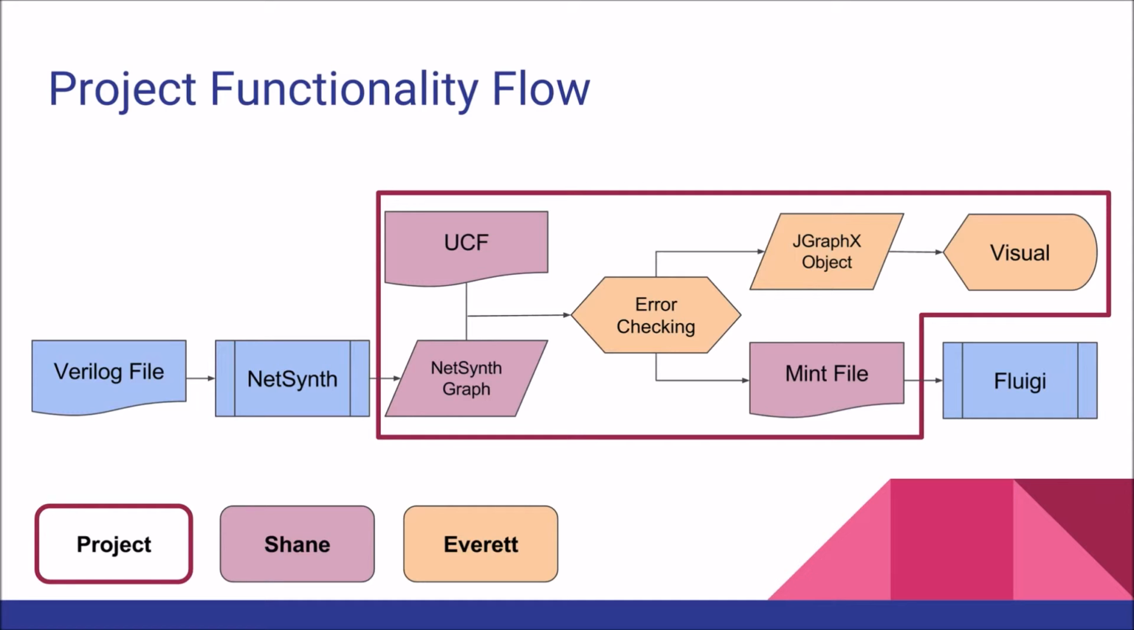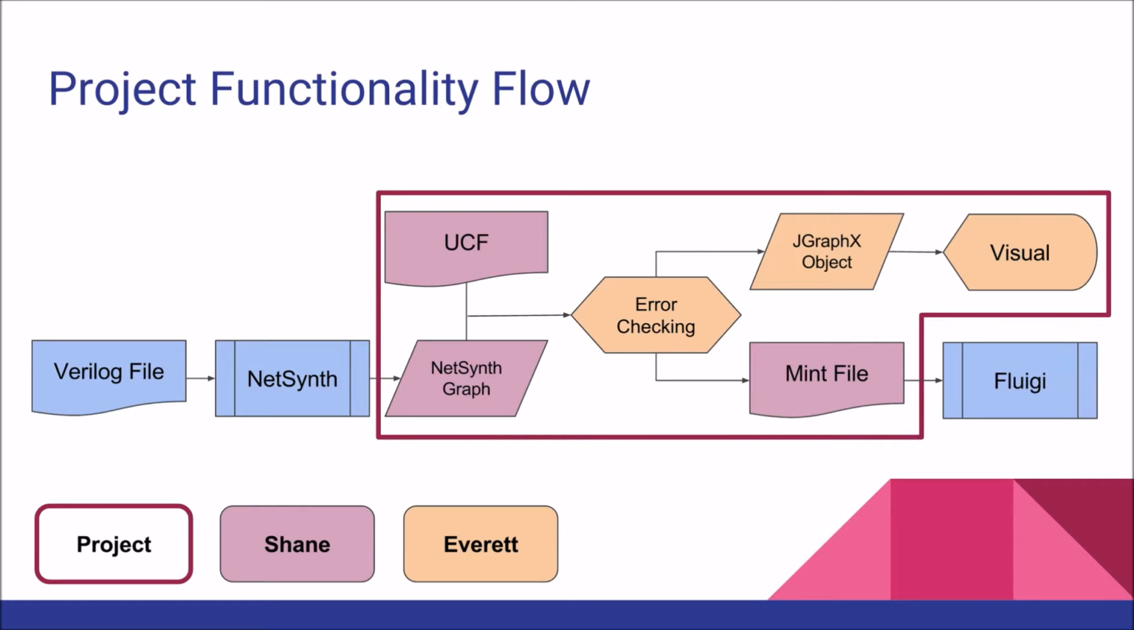This graph and then the UCF file that the user inputs go into our error checking, which makes sure that every operator from the Verilog file is defined in the UCF, the number of inputs and outputs match up from the Verilog file with how they're defined in the UCF, etc. From there, we translate our graph into a JGraphX object, which then gets visualized. Also, after error checking, the UCF file and our graph are taken in to create a Fluigi compatible input written in Mint. As color-coded, the division of work was as follows.